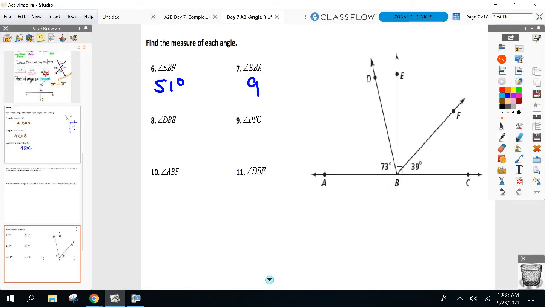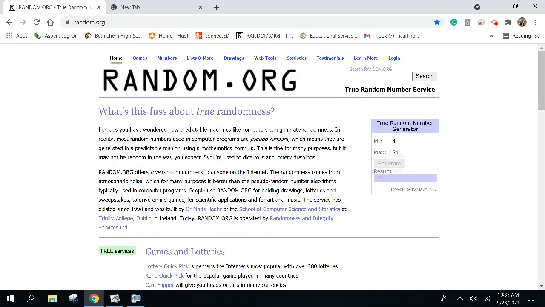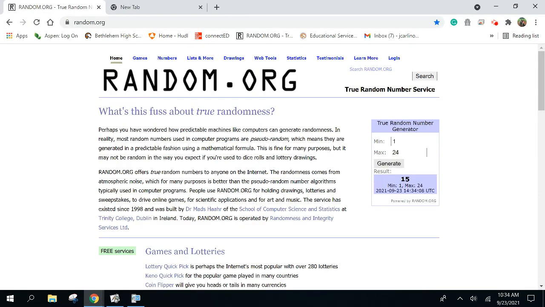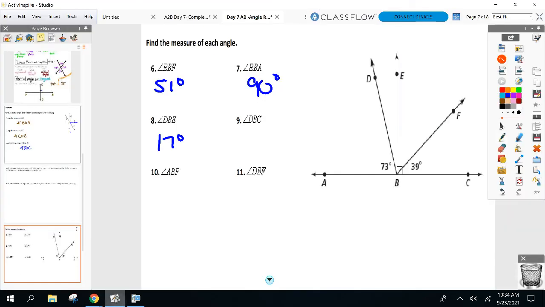That was a tough one, right? EBA. Right next to the other 90. DBE, number 8. Carter, 17 degrees. Yep. DBC, number 9. Molly? 107. Good work.